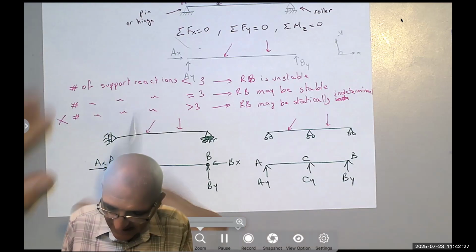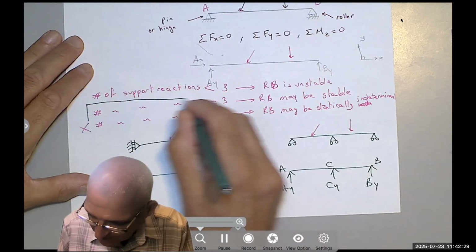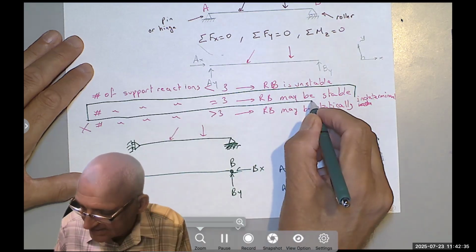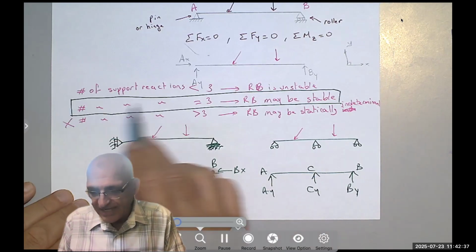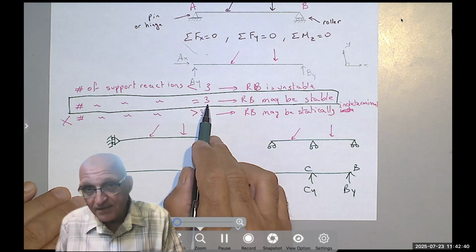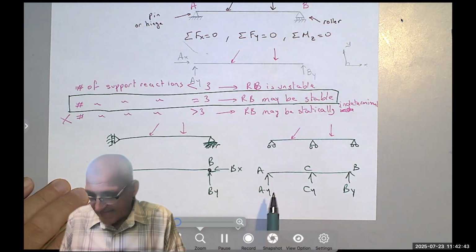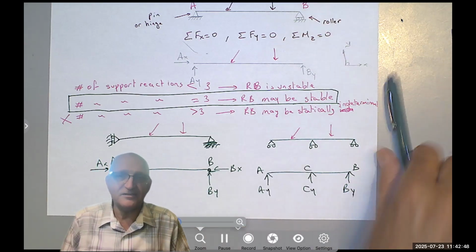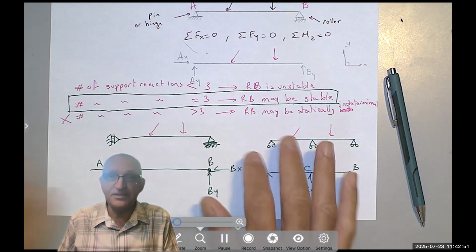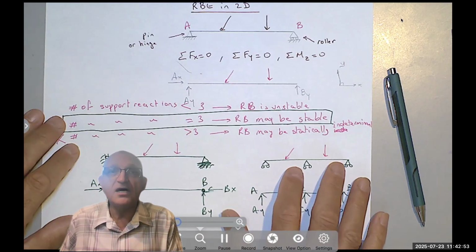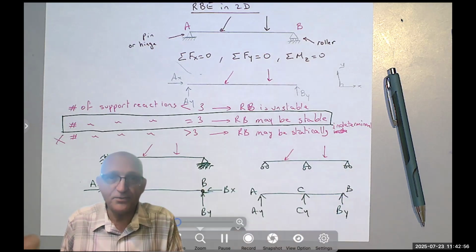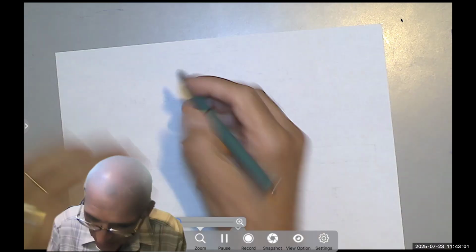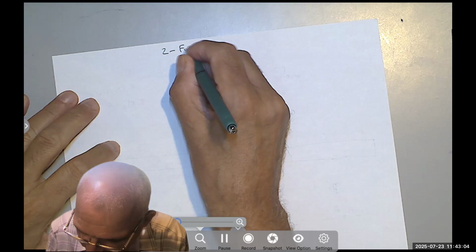So now we can say when my rigid body is stable and statically determinate: if the support reactions are three, provided that they are not parallel and they are not concurrent, anything else is fine. I hope this clarified it because I wanted to spend some time on that because that's extremely important. Now, the last thing I want to talk about is what we call two force members.